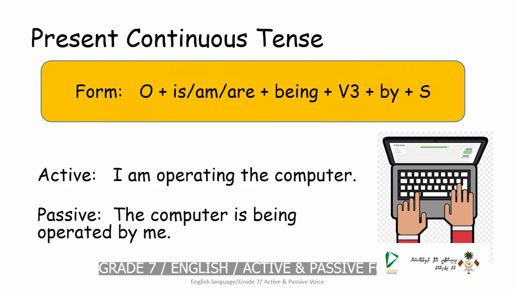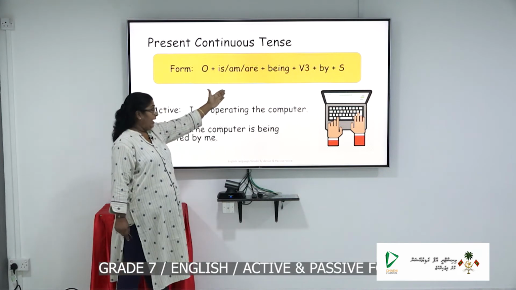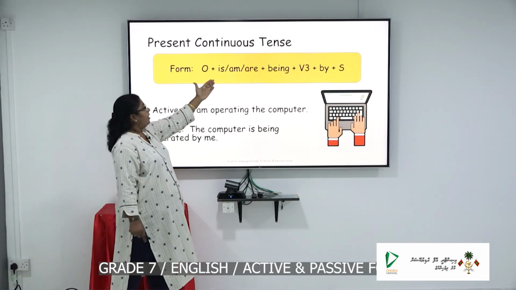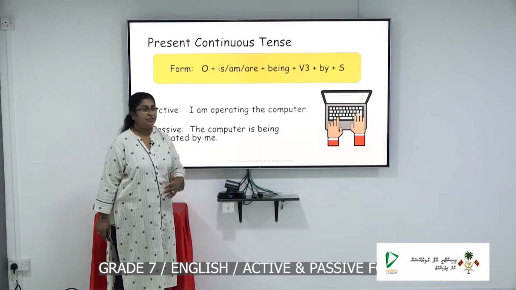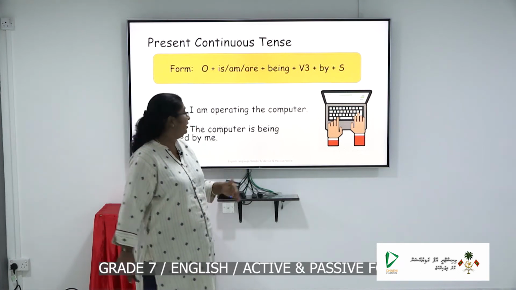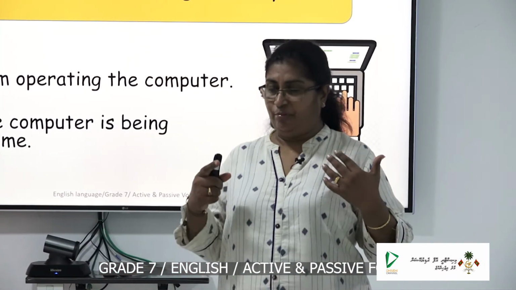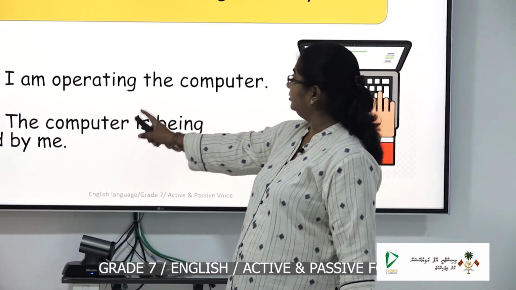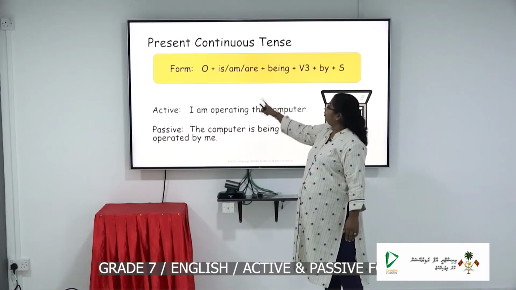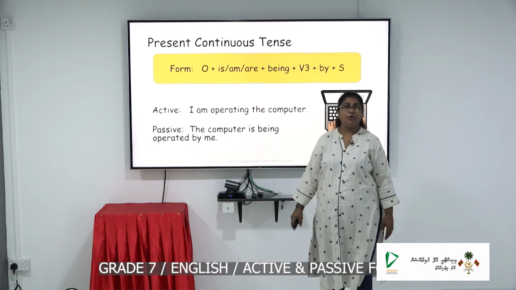It is present continuous tense. Continuous means something that goes on happening. It can be in past or it can be in present. Let's see the form. Object plus is, are, am plus being plus past participle plus by plus subject. Now, I am operating the computer. So when you change to the passive, the computer is being operated by me. See the form, okay? Object, the computer. Helping verb, you have taken is, and you have gone with the being, and operated by me. Operated is your third form of the verb.